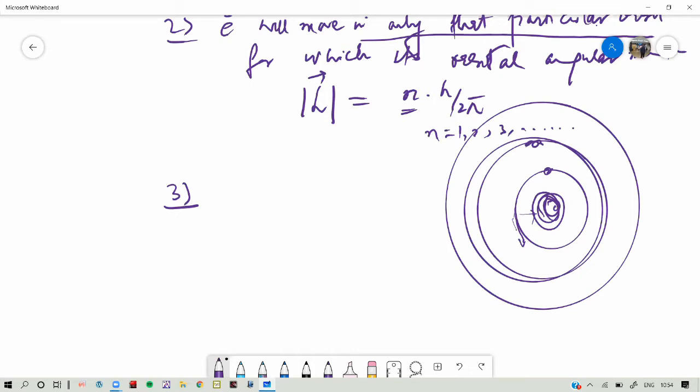What happens when it moves from one orbit to another is another question, another concept. But when it is moving in a single fixed circular orbit, not shifting from one orbit to another, it will not radiate any energy in an allowed orbit. So the electrons will only move in allowed orbits. And what are the allowed orbits? Those for which L is an integral multiple of h by 2 pi.